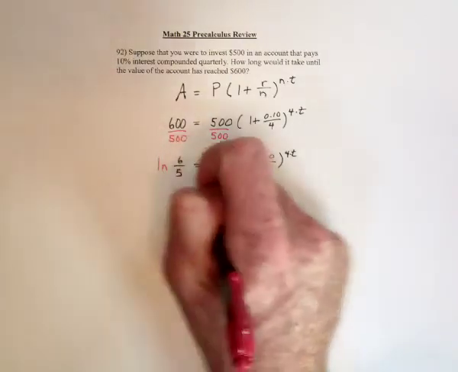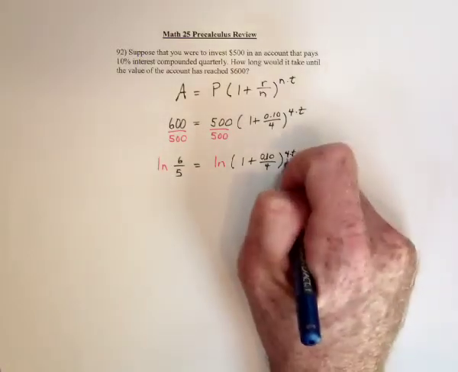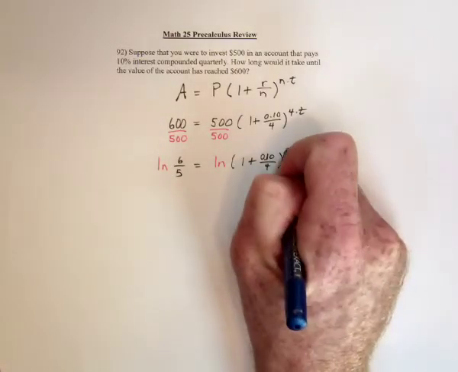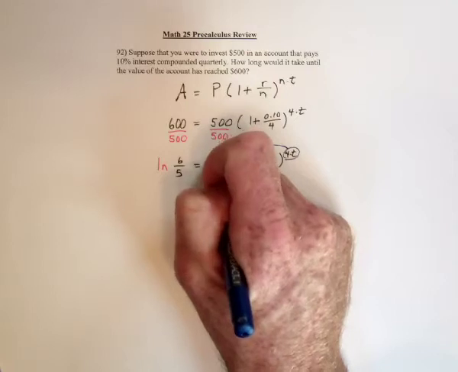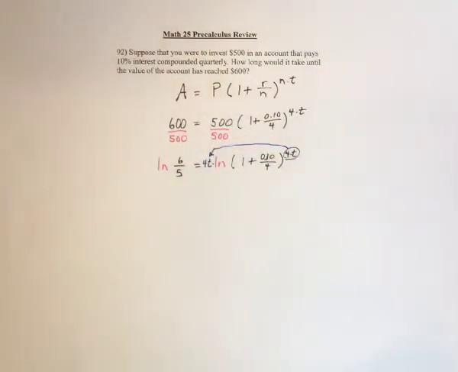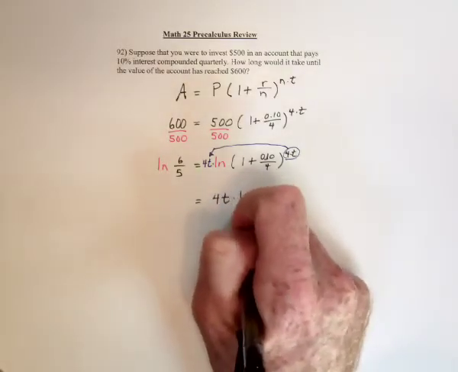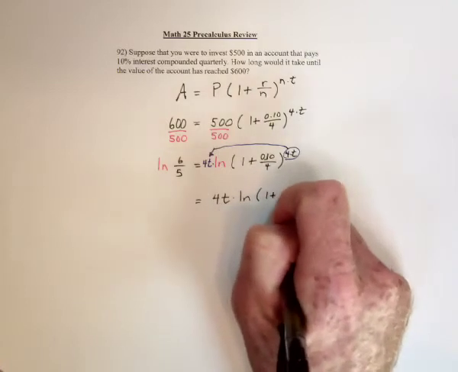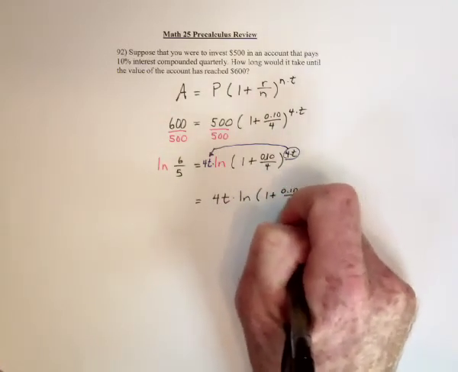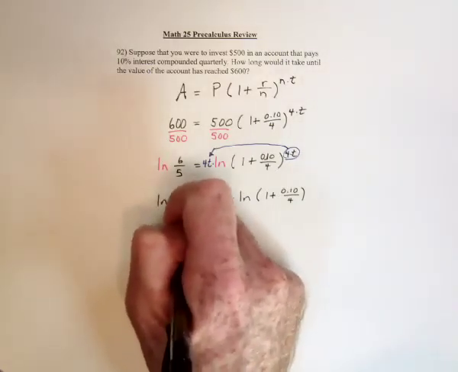The next thing to do is take the natural log of both sides. The reason for this is there's a rule for logarithms that says if you have a logarithm and this has an exponent, then you're allowed to bring the exponent down in front and have it multiply. So that's the next step. On the right hand side we've got 4t multiplied with the natural log, and then it has no more exponent. On the other side it's just the natural log of 6 over 5.